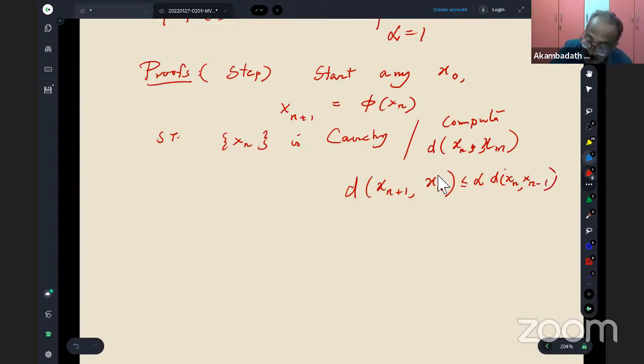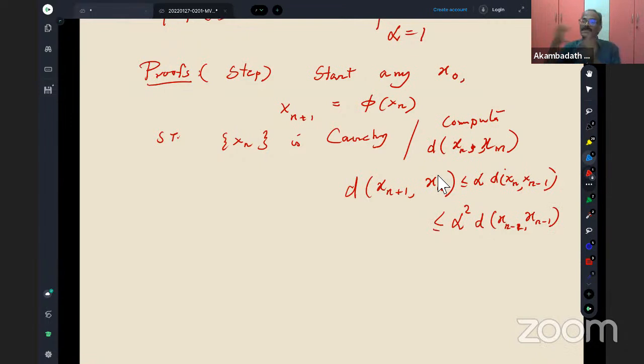You see? And then you can apply it again. That will bring one more alpha, and it becomes alpha less than alpha square. You get xn minus 2, xn minus 1, you get xn minus 1. If you proceed to the end, you get some alpha power n minus 1 into d of x1. And then add everything together, you can see that it's a kind of a tail of a convergent series, and you can easily prove that it is.